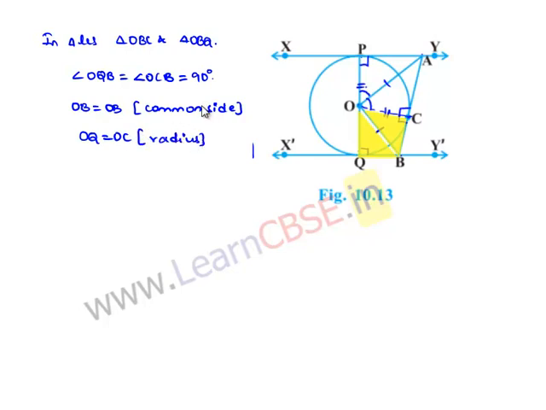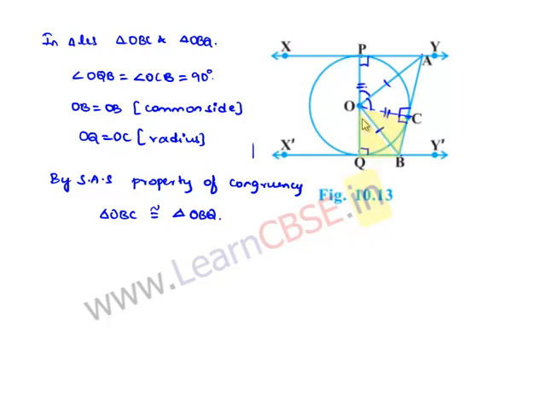Now again by the SAS property of congruency, we can say triangle OBC is congruent to triangle OBQ. When two triangles are congruent, then their corresponding angles and corresponding sides are equal. Therefore we can equate angle QOB and angle BOC. That is, angle QOB is equal to angle BOC. Let it be equation number 2.